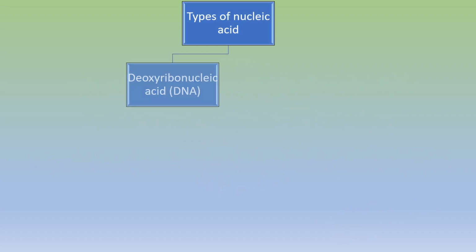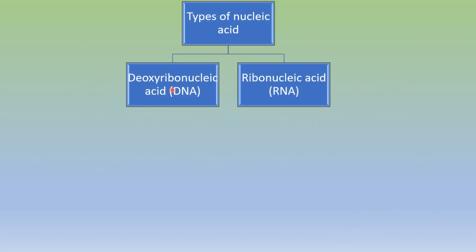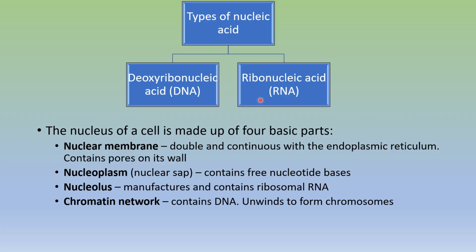So we have two types of nucleic acid. We have deoxyribonucleic acid, which is our DNA, and we have ribonucleic acid, which is our RNA. And how we get these names or these abbreviations is DNA, DNA, and RNA.